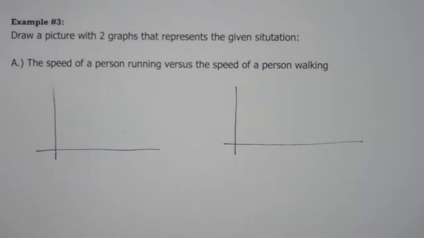In example 3, we need to draw a picture with two graphs that represents the given situation. So in this one, we've got the speed of a person running versus the speed of a person walking. There's a couple different ways that you could draw this graph.